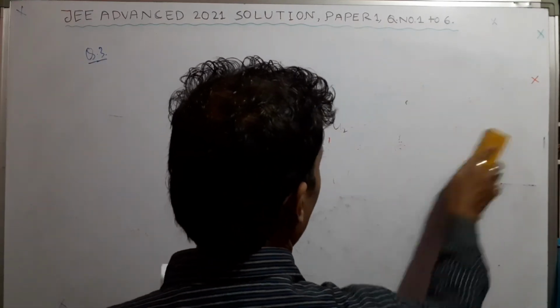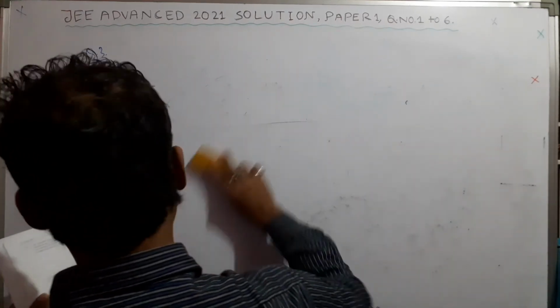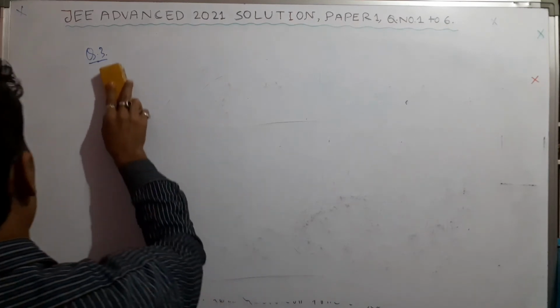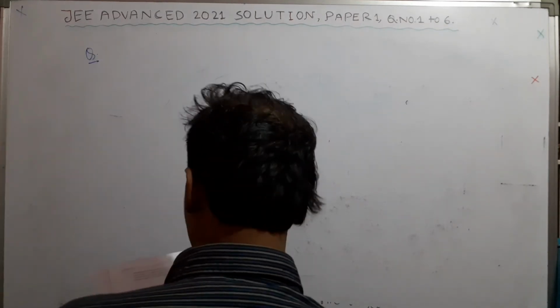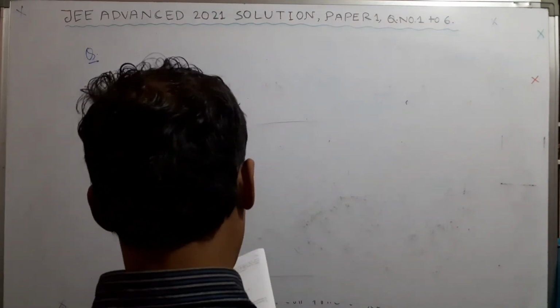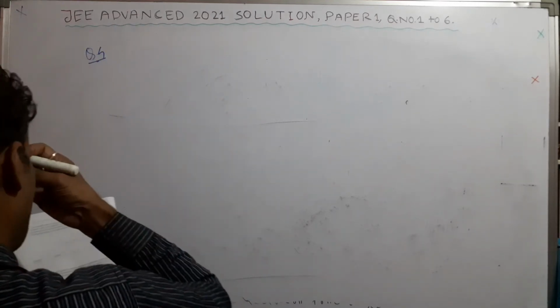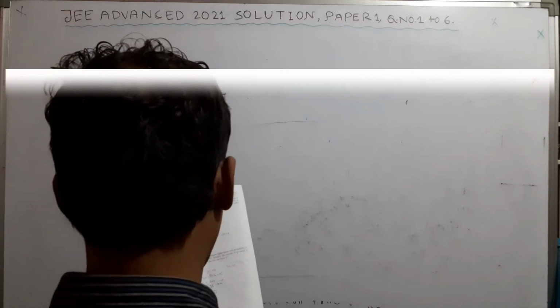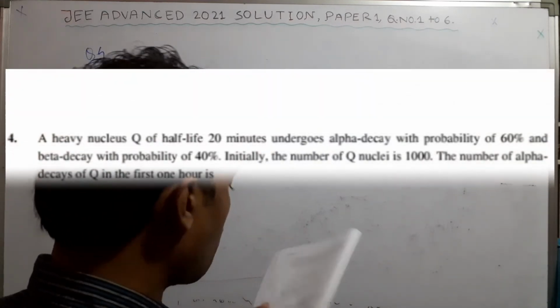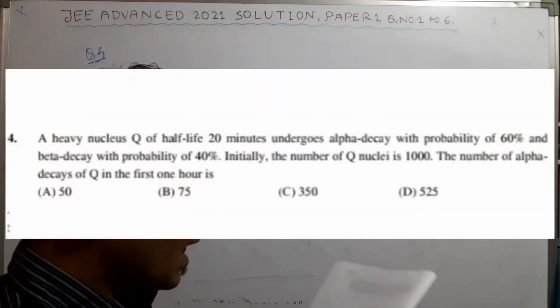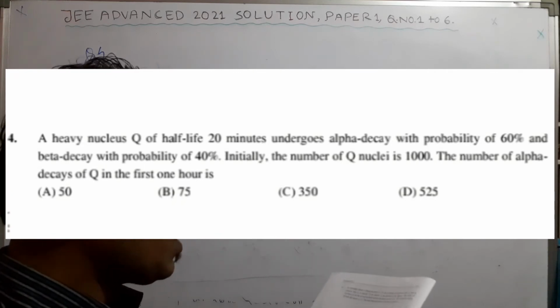So what has been given in question number 4 is that a heavy nucleus Q of half-life 20 minute undergoes alpha decay with the probability of 60% and beta decay with the probability of 40%. Initially the number of Q nuclei is 1000. The question asks for the number of alpha decays of Q in the first 1 hour.